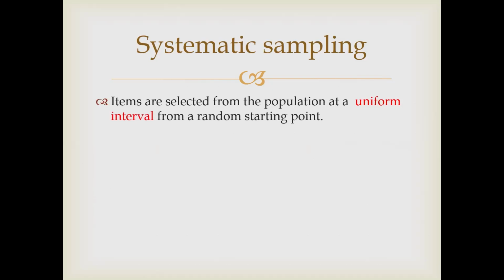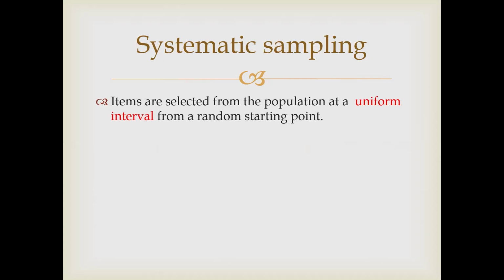Items are selected from the population at a uniform interval from a random starting point. So we have a list here. For random sampling, we need a list. We need a sampling frame. So we have a list of employees.